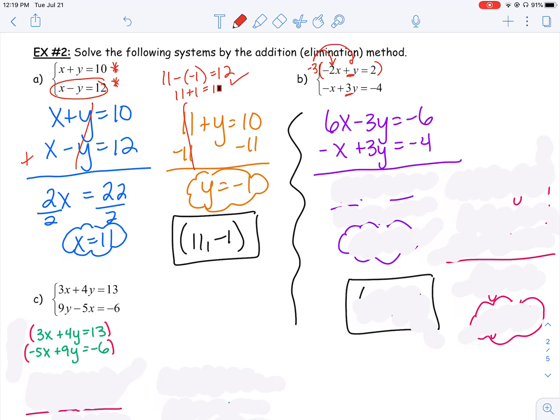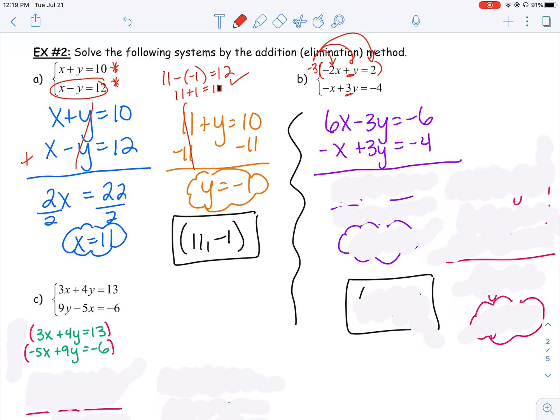-3 times 1 is -3y. And -3 times 2 is -6. So my purple are my two new equations. I didn't have to do anything to the second equation because the y was already a +3. I wanted to make the other y a -3 so that they can be opposites.